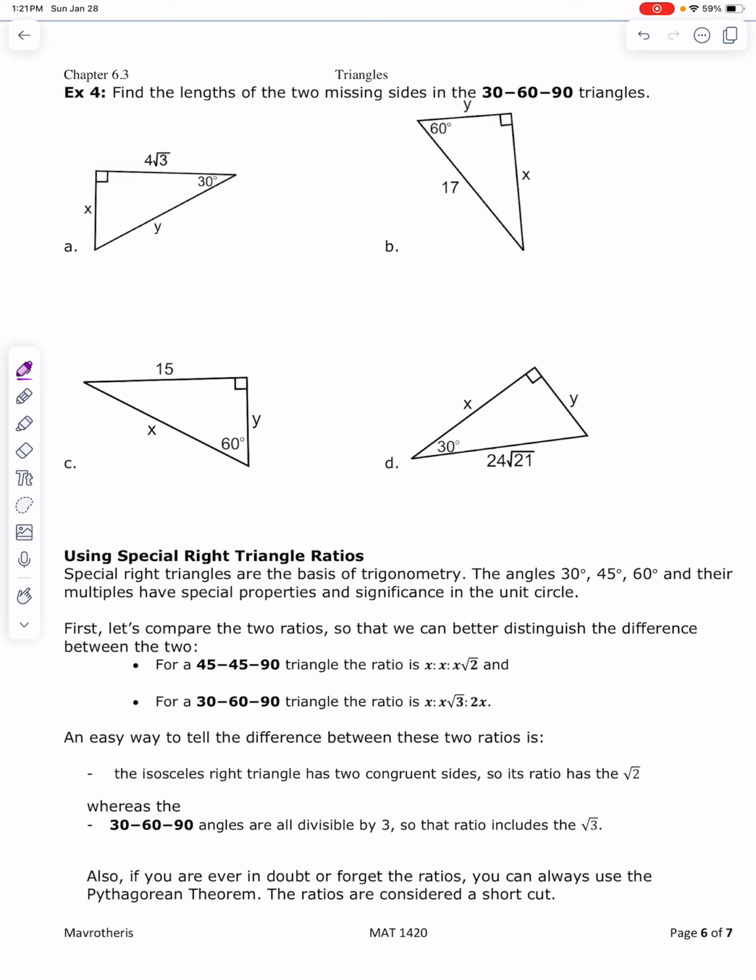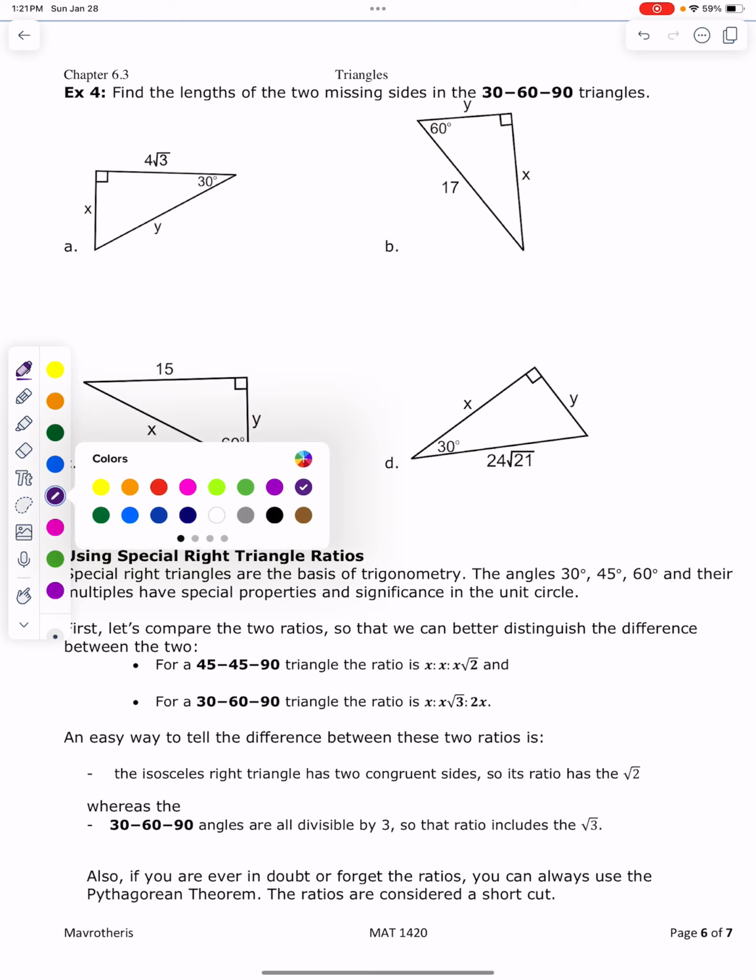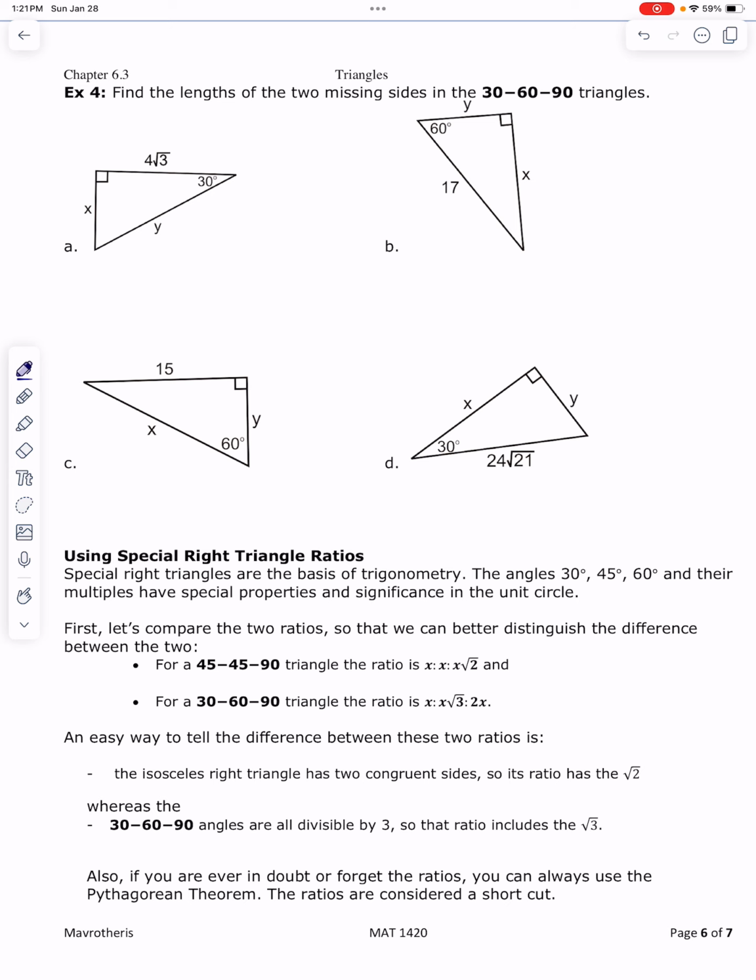We are back in the triangle notes. This is the last page. So we are going to work with these ratios to find lengths of missing sides. Sometimes it's straightforward, sometimes it's not. And so I am going to go ahead and stick my ratio up here, just so I have it.